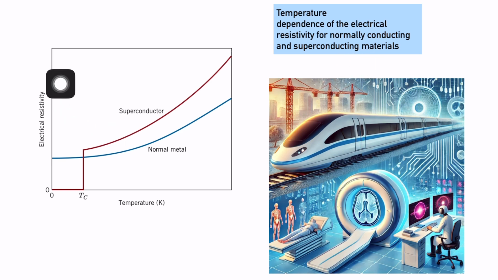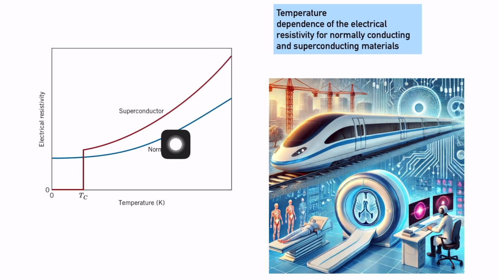Okay. So here we have a graph that shows the variation of electrical resistivity with the temperature. On the y-axis, we have the electrical resistivity, which is a material's opposition to flow of electric current. And on the x-axis, we have temperature measured in Kelvin, starting from absolute 0. Notice the two curves, one representing a normal metal, and the other one representing a superconductor. Let's first talk about the normal metal.